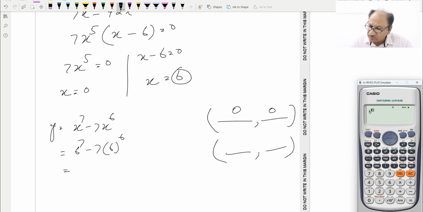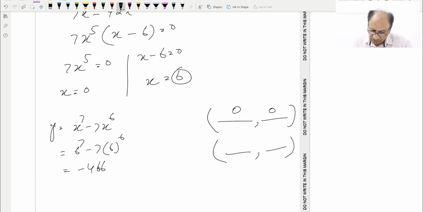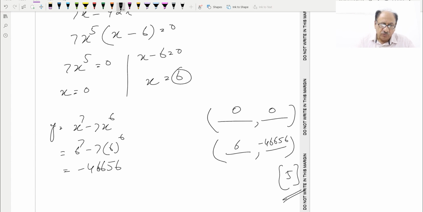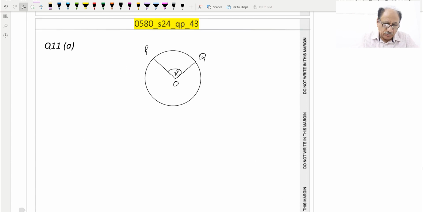So 6 raised to the power 7 minus 7 into 6 raised to the power 6 is equal to a huge negative number, but it's correct: minus 46656. So this will be the y value when x is 6, so the point is 6, minus 46656, and this is the 5-mark part which we have done. Hopefully you understood this. Question number 11, where a diagram is provided which is not to scale.